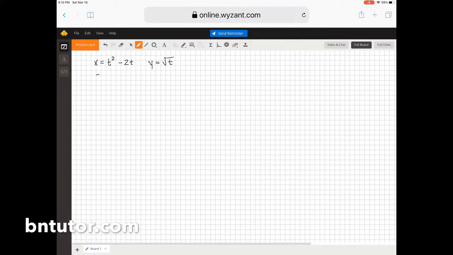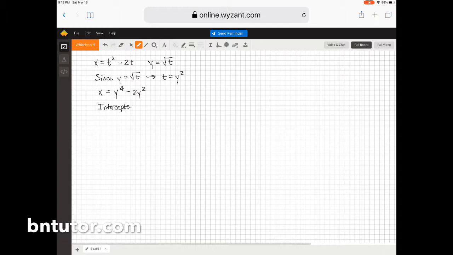So we can notice that if we have y equal to the square root of t, then by squaring both sides of the equation, t must be equal to y squared. And we'll substitute that into the equation for x, so that x is equal to y squared squared, which is y to the fourth, minus 2 times y squared.